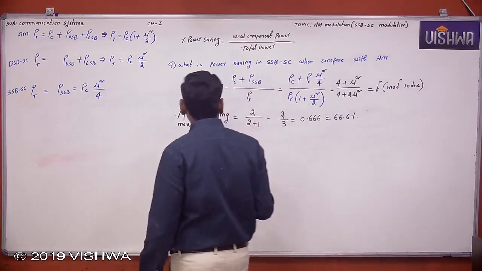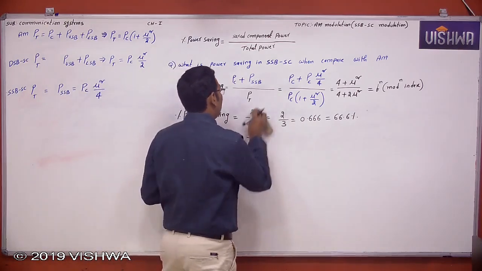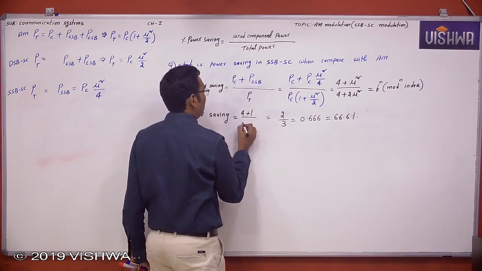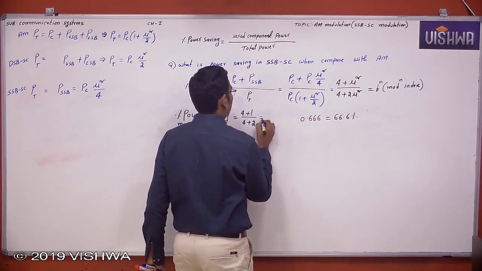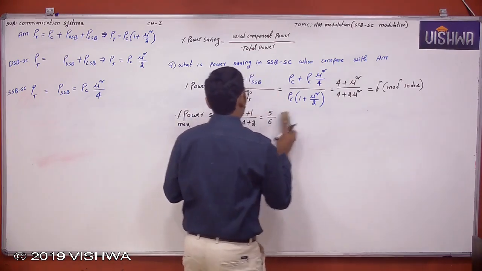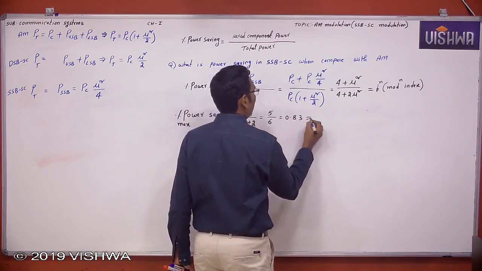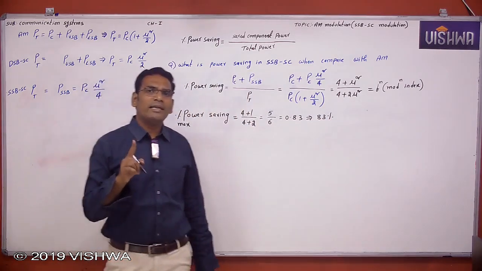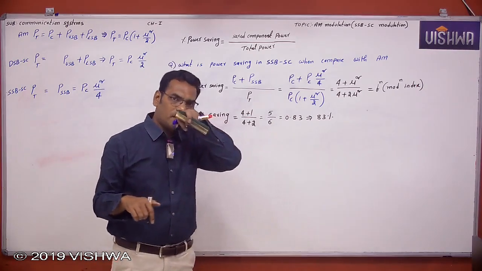Now what is the maximum power saving in SSB-SC when compared with AM? The maximum power saving is 4 plus 1 by 4 plus 2, which is 5 by 6, which is 0.83, that is 83%. If you take only one carrier, 66% power you saved, but here, with one carrier and one sideband, 83% of power you saved.